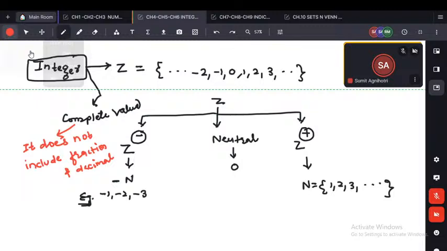Then where do we include 0.5? Where do we include 1.1? Where do we include 0.3? Where do we include 1 over 2? Where do we include 1 over 3? We include all these, and other values maybe in irrational numbers. We include those values, decimal values and fraction values, under rational and irrational. Understood? And that is why rational and irrational together form the real numbers.